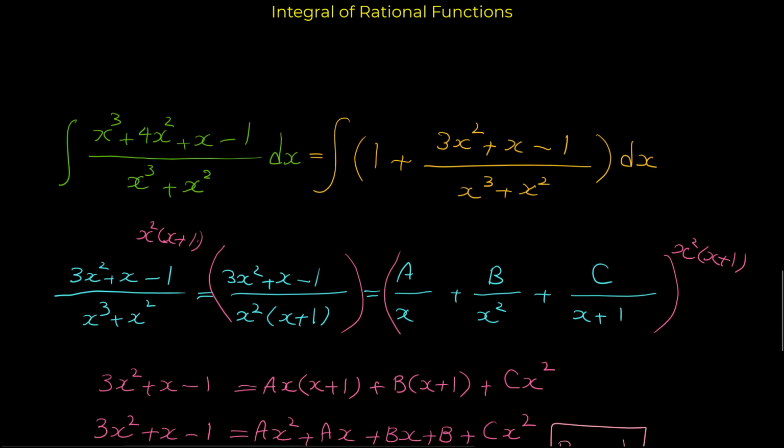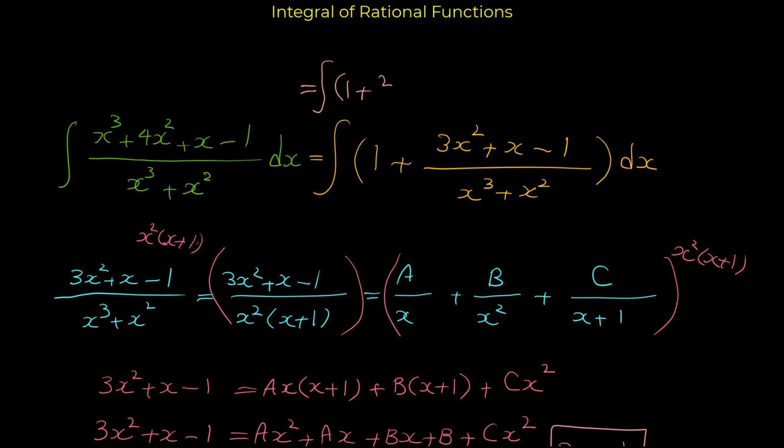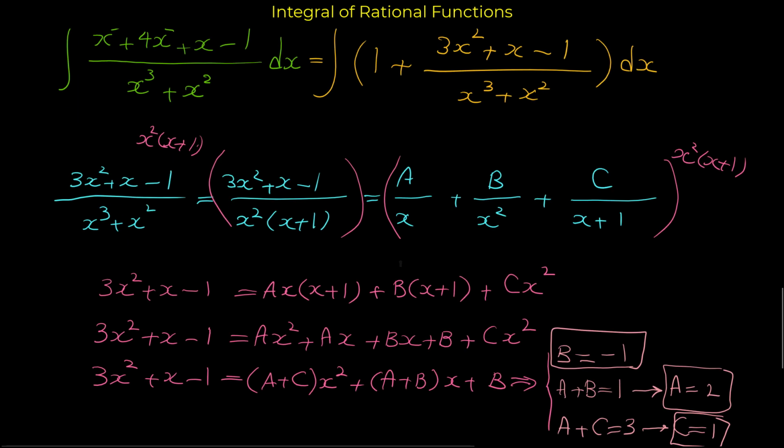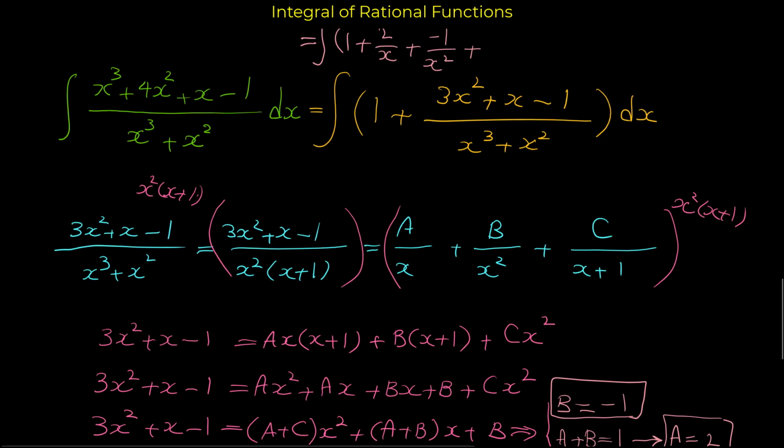So fortunately we have enough space here. Let me write my answer here. So finally we have 1 plus, what was A? 2. So 2 over x. B is −1, so −1 over x². And finally C is 1, so 1 over (x + 1) dx.